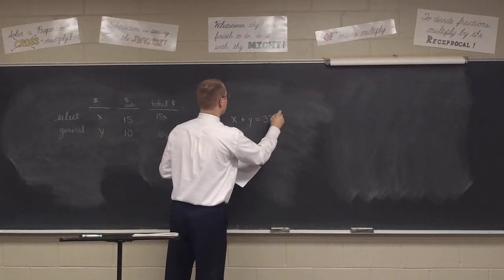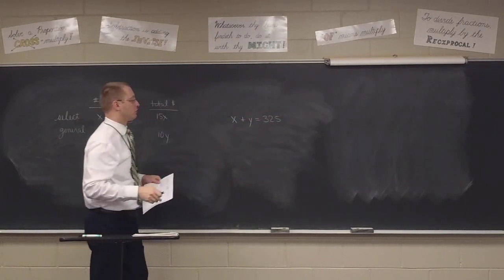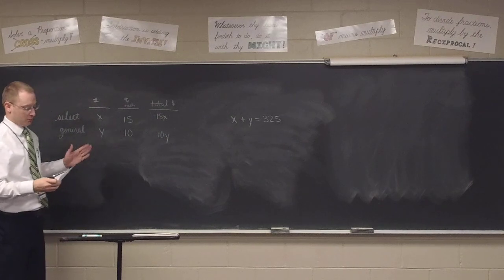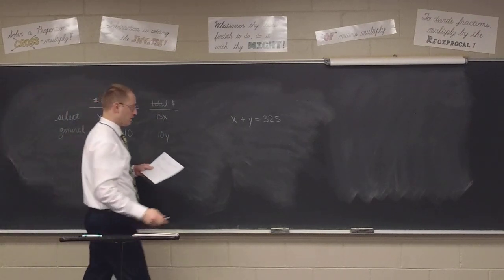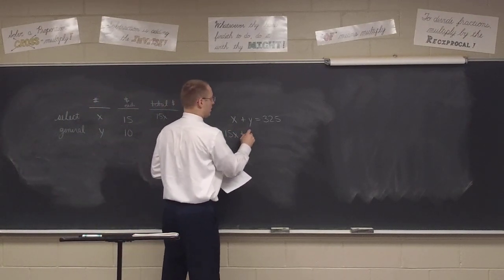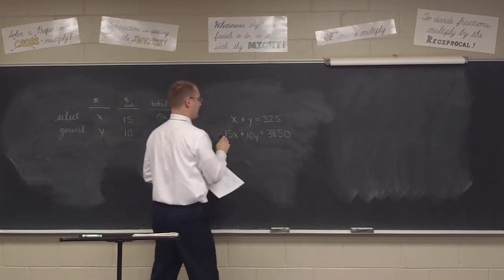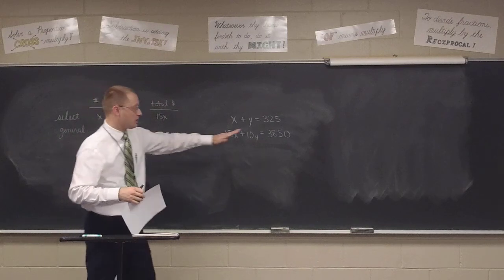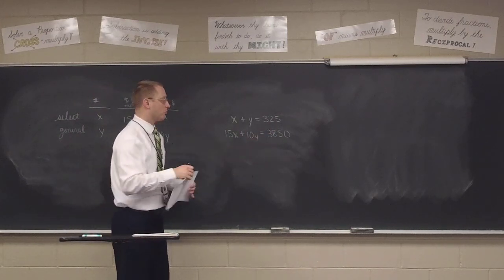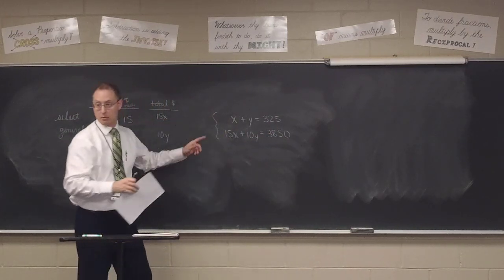Good, number plus number equals number. The number of tickets was 325, so the number has to add up to 325. Your next equation. And again, this is money, this is money, this was money. Money plus money must equal money. Did we have the system correct?